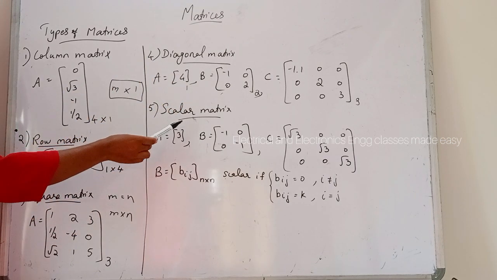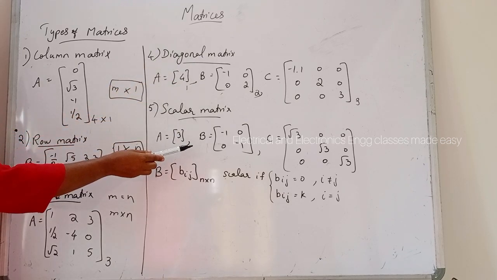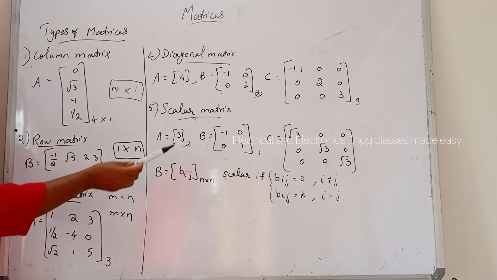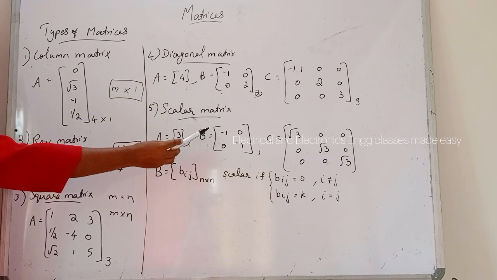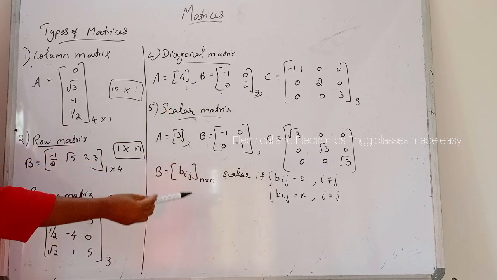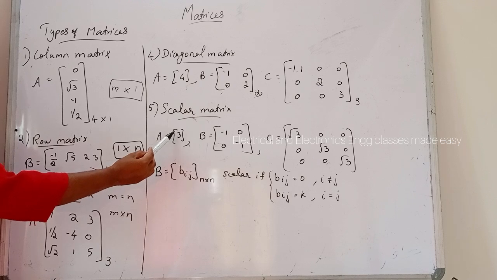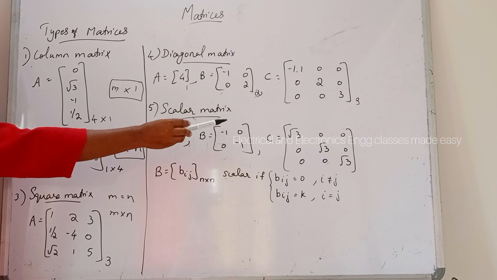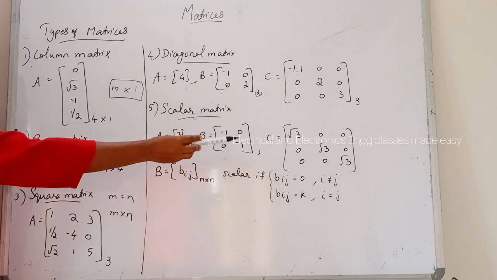Then next is scalar matrix. A diagonal matrix is said to be a scalar matrix if its diagonal elements are equal. So a scalar matrix is the same as the diagonal matrix, but here the diagonal elements are equal, and all other elements are 0. Examples are A equal to matrix 3, B equal to minus 1, 0, 0, minus 1, C equal to root 3, 0, 0, 0, root 3, 0, 0, 0, root 3. So here the diagonal elements are equal.